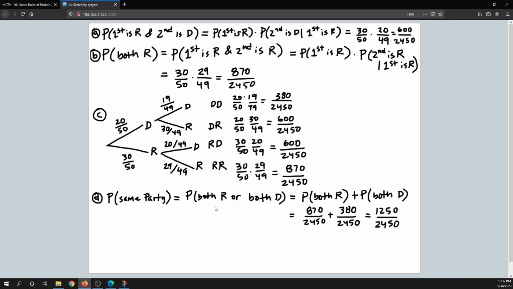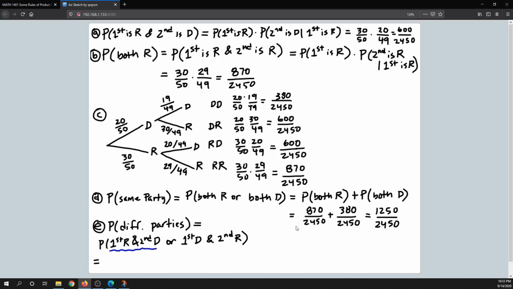Another way we could do it is, we want to know what's the probability that they're different parties. We could do it very similar to the way we just did it. The probability that they are different parties is equal to the probability that the first is Republican and the second is a Democrat, or that the first is a Democrat and the second is a Republican. Okay? So, again, using the fact that those are mutually exclusive, we have the OR of these two events here.